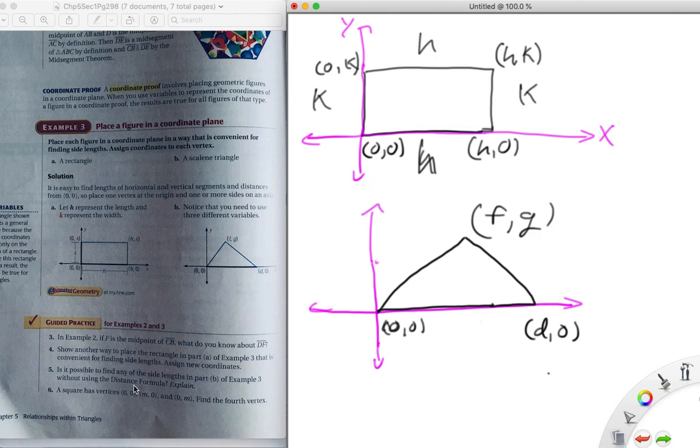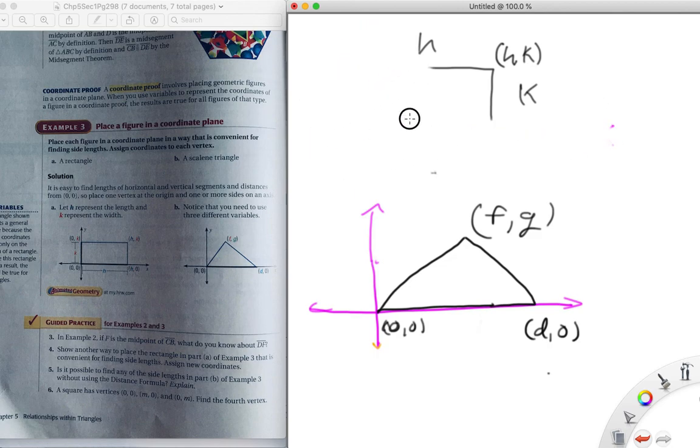It's possible to find any length side in example 3 without using the distance formula. Explain. So when we talk about finding the distances between these parts on the triangle, we can use the distance formula. So I will erase this. So I'm looking at this triangle. We can use the distance formula.